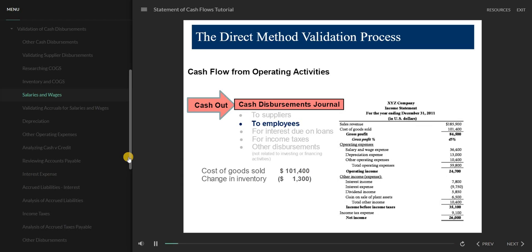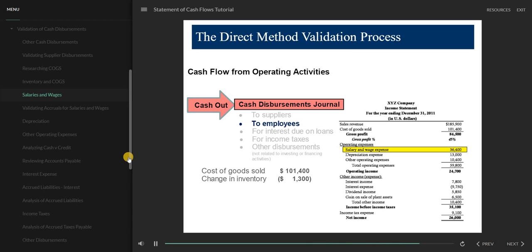Our next expense line item in the income statement reflecting potential cash payments is the salary and wage line item. This amounts to $36,400. The next step in our validation process is to record this item. But before we do, we need to make sure that this is an actual cash disbursement and not an accrual entry of expenses incurred but not yet paid for.